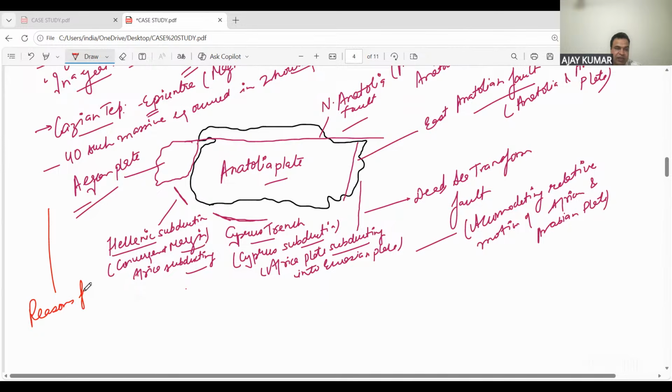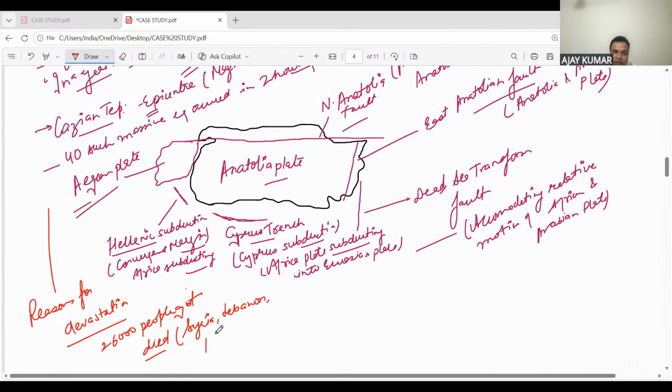This is the reason for the devastation of the earthquake, in which 26,000 people died, and these 26,000 people were not only from Turkey. In fact, 26,000 is a combined death toll of Syria, Lebanon, Turkey. ठीक है, इन तीनों को मिला के जो आया है, और जॉर्डन भी है, Jordan also. ठीक है, combining these 4 countries, the death toll due to this particular earthquake was 26,000 people.